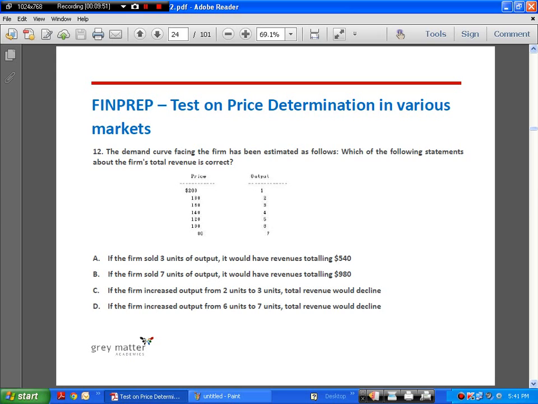Okay, so when we are producing 6 units, our total revenue is 100 into 6, that is 600. And when we are producing 7 units, the price is 80. So it is 7 into 80. So it is definitely lesser than 600. So the right answer is option D. If firm increased output from 6 to 7 units, total revenue would decline.